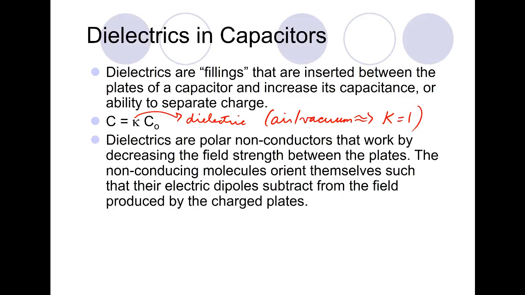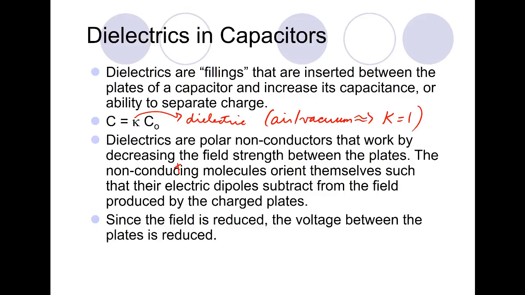So what is a dielectric actually? It's a polar non-conductor that works by decreasing the field strength between plates. These non-conducting molecules orient themselves so that their dipoles subtract from the field produced by the charged plates. And since the field is going to be reduced, the voltage is reduced. So how does this work?